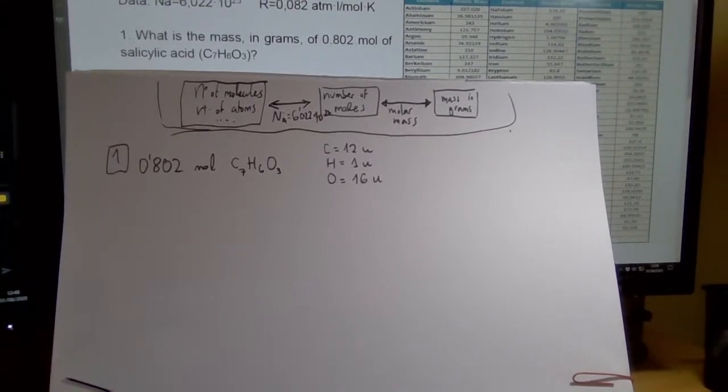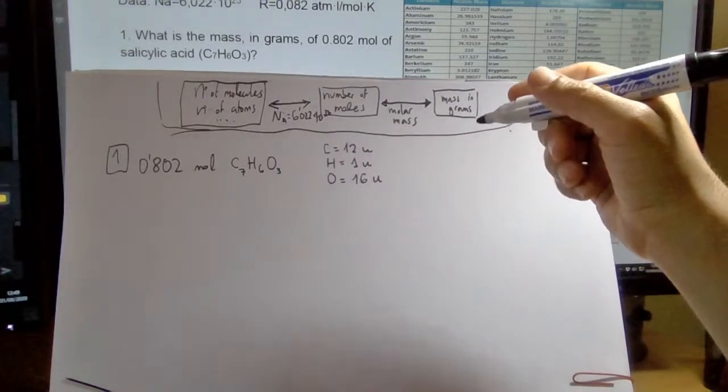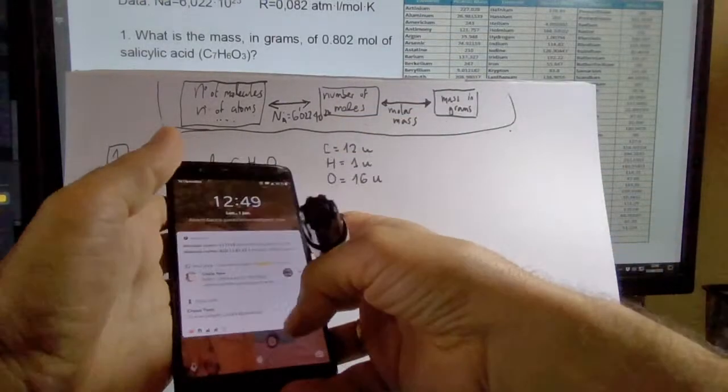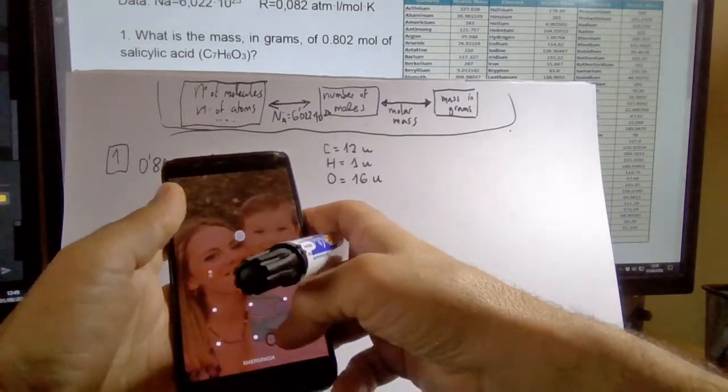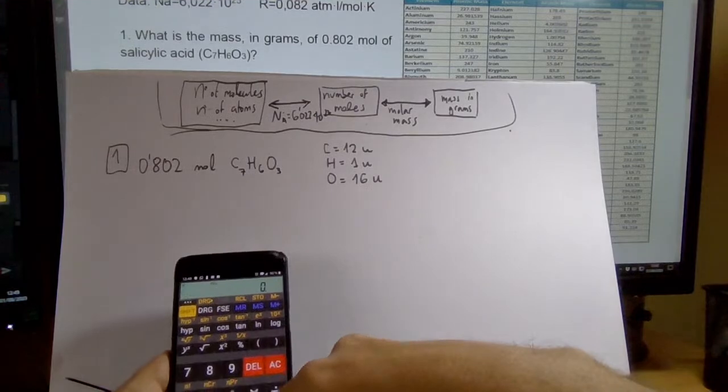So let's go, let's try. What would you do? Okay, this is a review. So what is the mass in grams of, we know the mole, we need to convert from mole to mass in grams. Come on, let's go. I'm going to do it very, very fast, so you have time to do it.